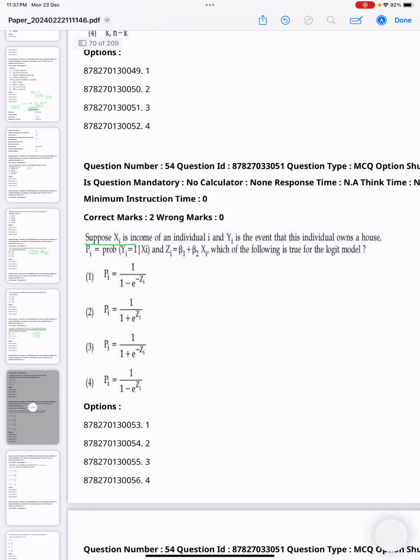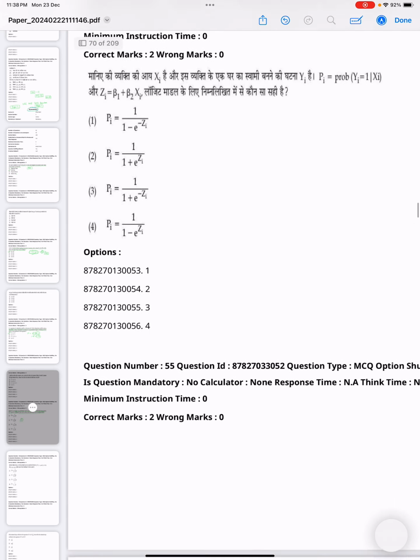Suppose xi is the income of an individual i and yi is the event that this individual owns a house. Probability pi equals probability y equals 1 given xi, that is, the probability that the individual owns a house given his income level, where z equals this. Which of the following is the logit model? I studied this way back, so I'm not sure about this, so I'll just guess on this particular question.